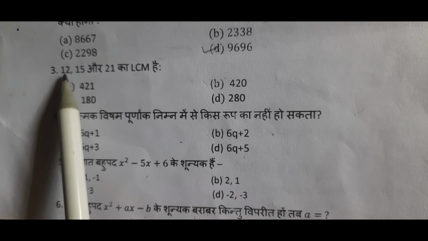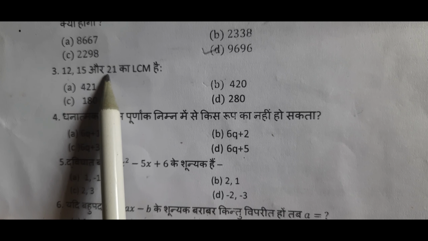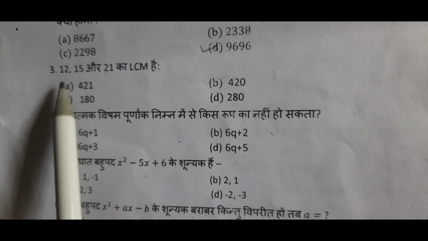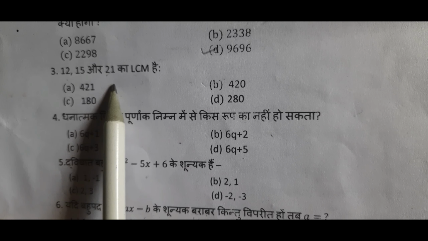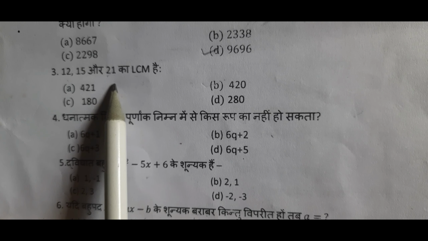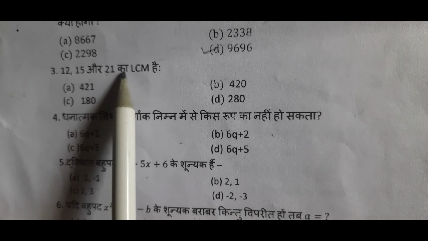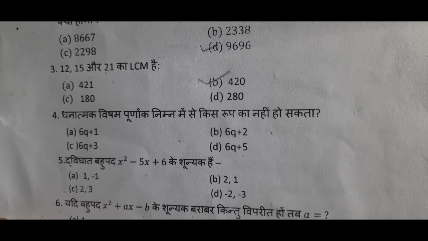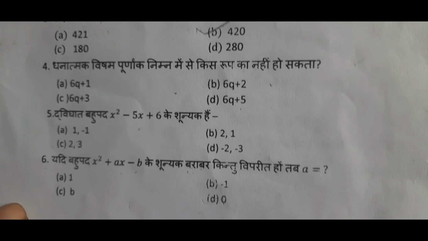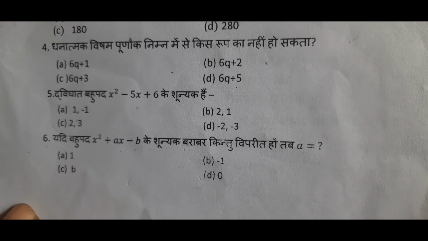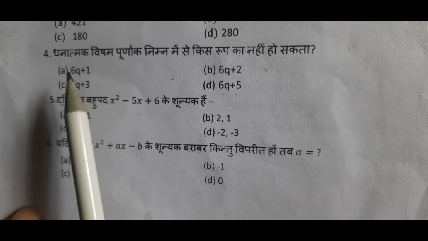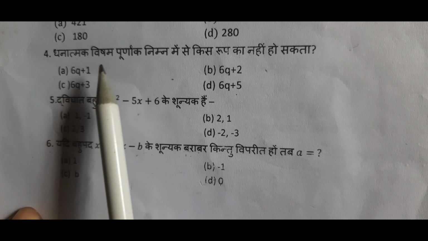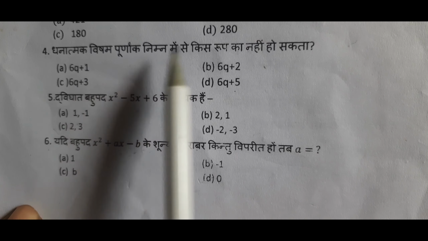Find the LCM of 12, 15 and 21. It's a very simple question. It's a primary level question. LCM, if you want to do LCM in that process, and you will get the answer 420. 420 B is the correct option. Now question number 4. Question number 4 is that which of the following cannot be positive odd integers?